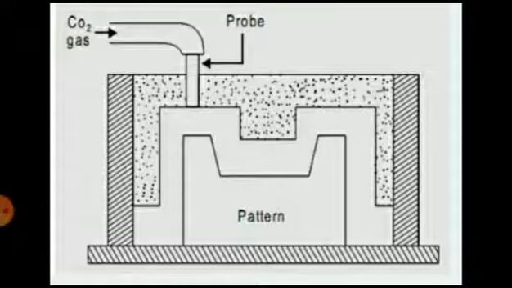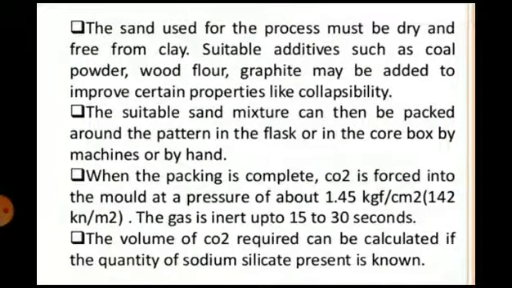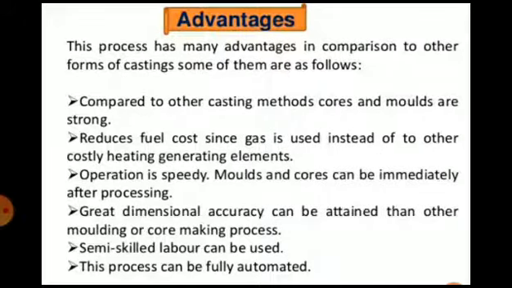When packing is completed, CO2 gas is forced into the mold. You can see in the diagram, there is a probe through which the CO2 gas is passed inside the mold. The reaction proceeds rapidly and compressive strength of the mixture reaches maximum. For every 1 kg of sodium silicate, 0.5 to 0.75 kg of gas is required. Patterns required for this process may be made of wood, metal or plastic.